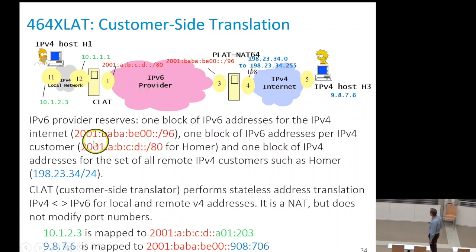First, your provider will reserve a block of addresses, this one here, which is typically a /96, which is a block of IPv6 addresses that represent the IPv4 internet in this provider domain here. So I put it here, which is show a place where this provider has a router that interfaces both IPv4 and IPv6. And for the inside world of this provider, the IPv4 internet is mapped to this space here. /96 because, why /96?